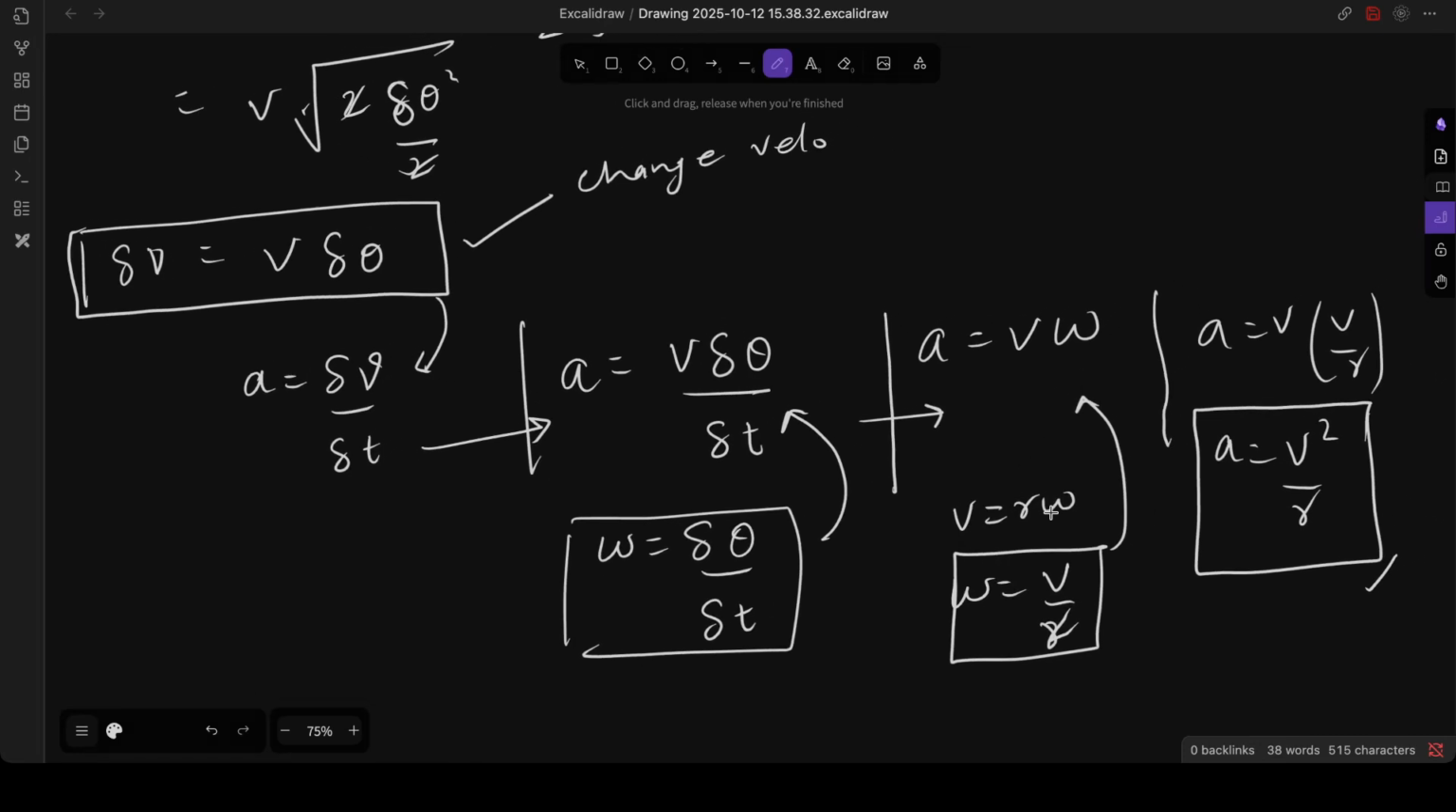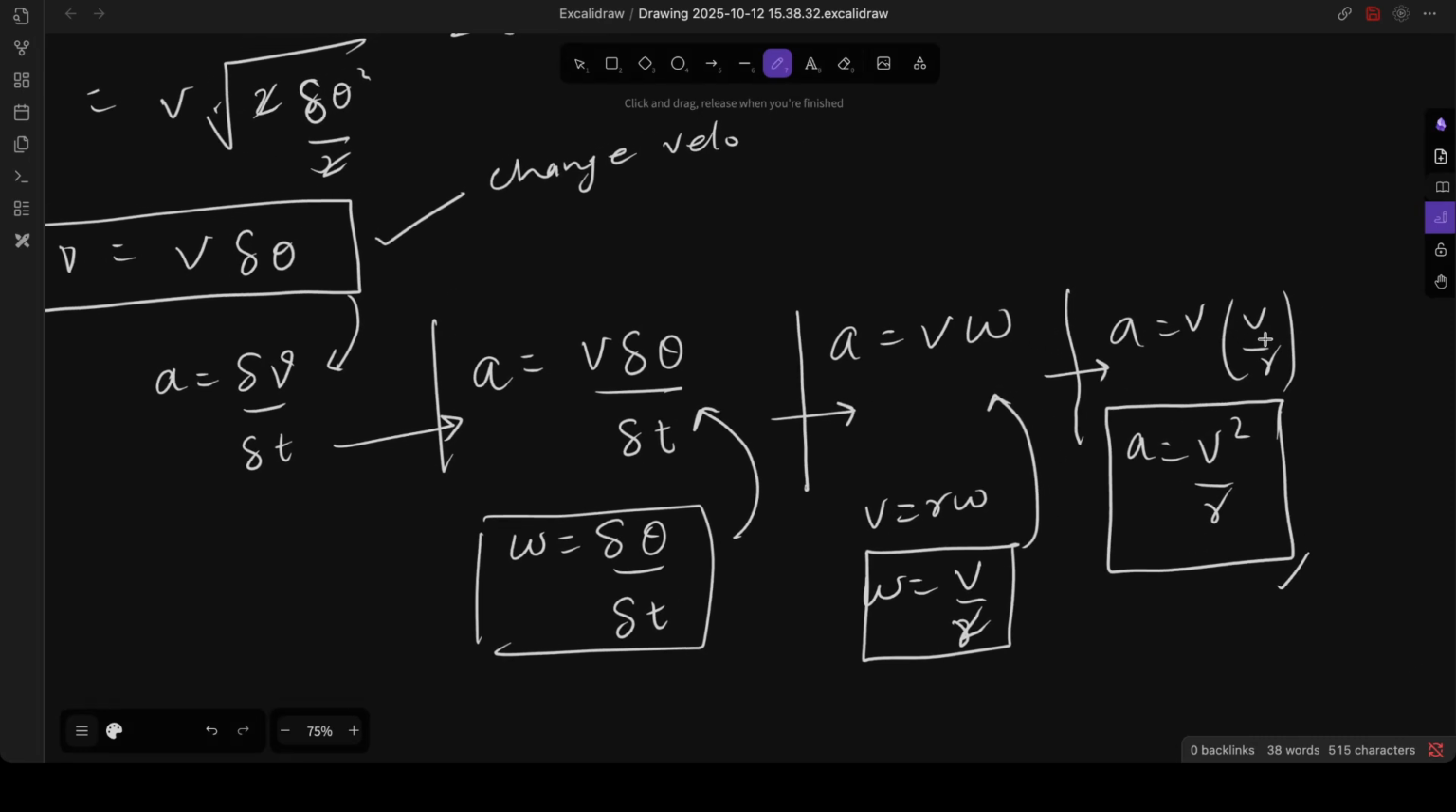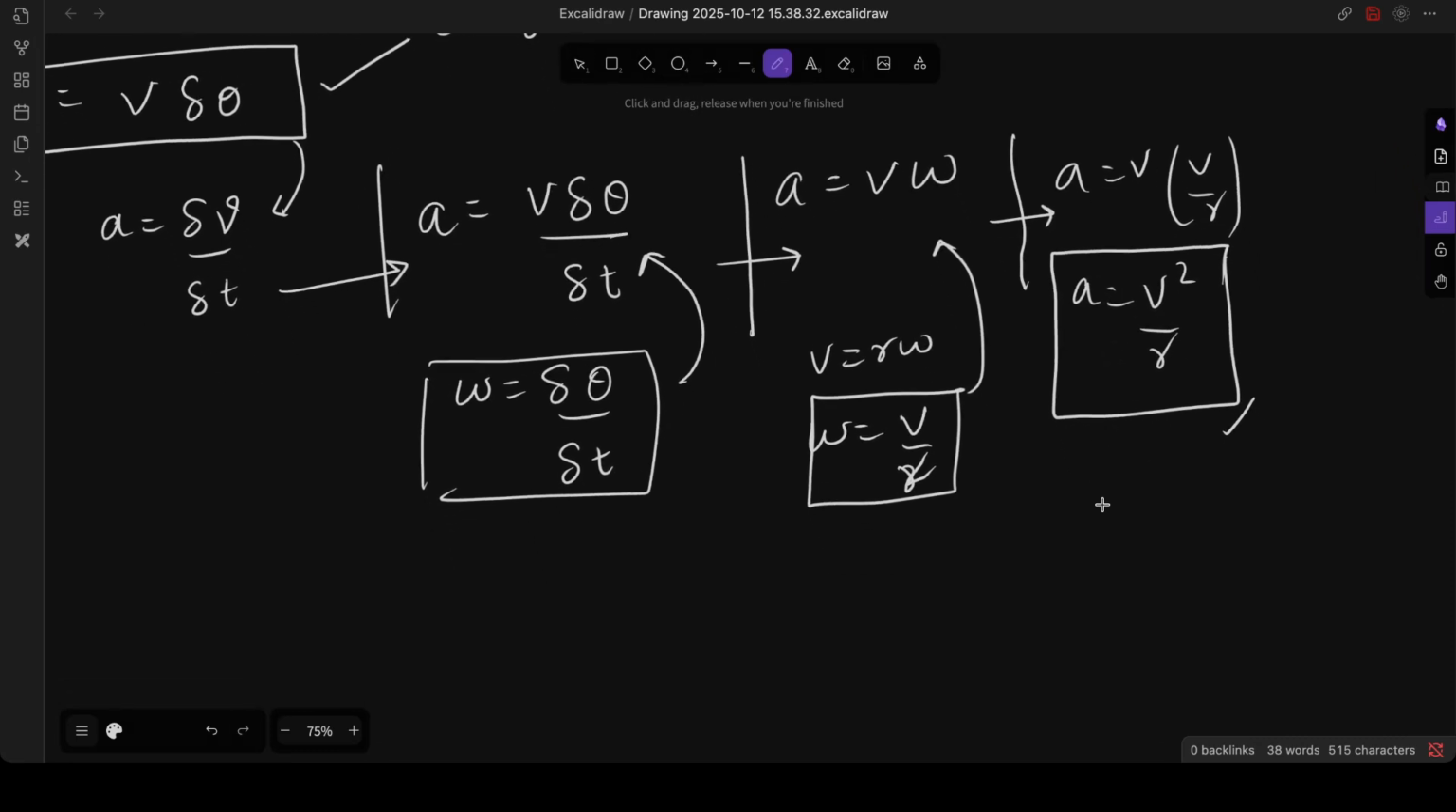Now we know that V is equal to R omega, so omega is equal to V by R. I substitute that into A is equal to V omega. I reach this equation where omega is V by R, and V times V is V square by R. Now if I want to represent direction, I'll just say it is always directed toward the center, so A is equal to minus V square by R. This is your expression for centripetal acceleration.